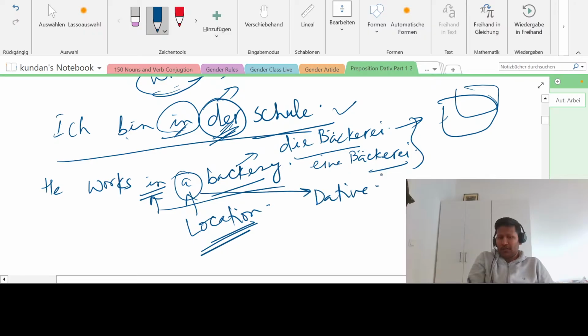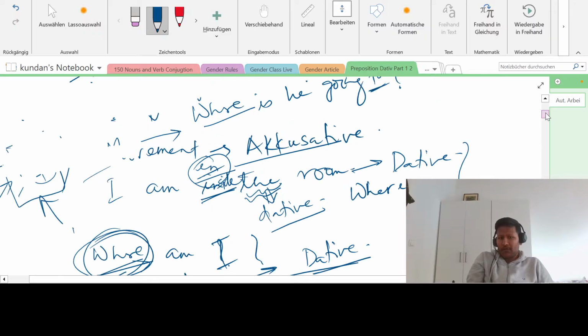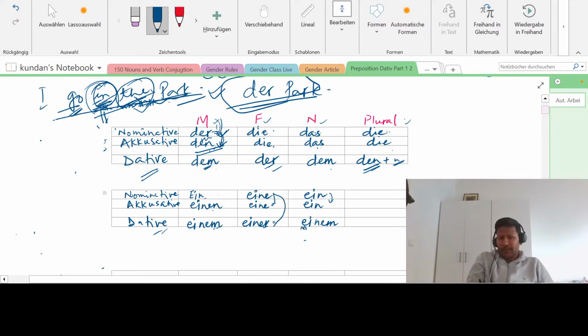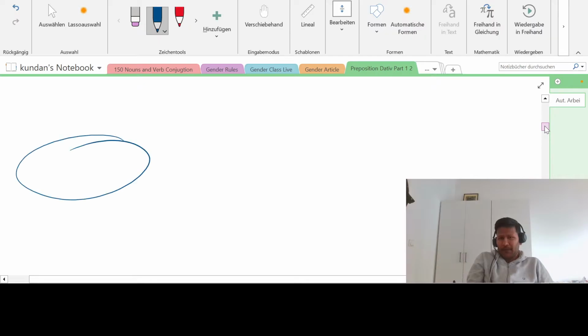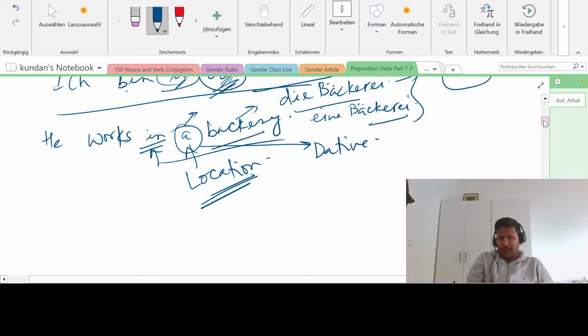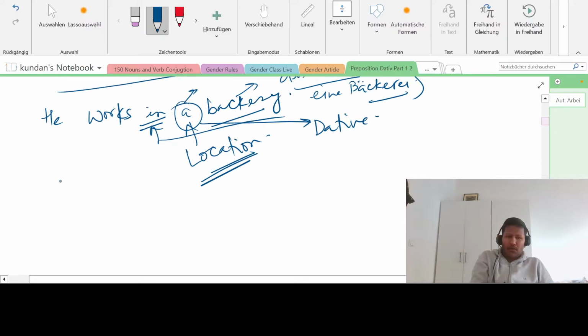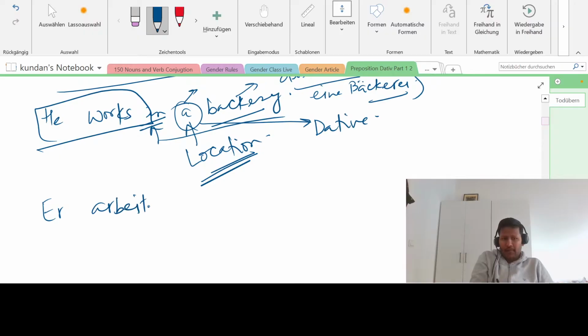And we have seen how eine changes. Let us go up and see here in the table. So eine becomes einer in dative, right? And ein becomes einem. So now let us come back and make the sentence. How to make the sentence? He works. We will say er arbeitet. Arbeiten, this is arbeiten. Remove this, put this one, right? Er arbeitet.